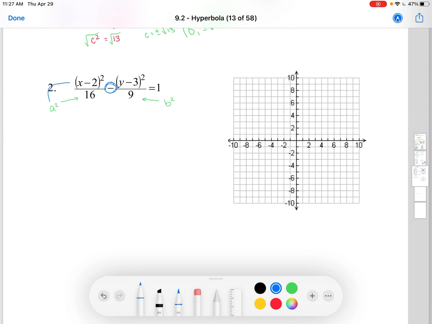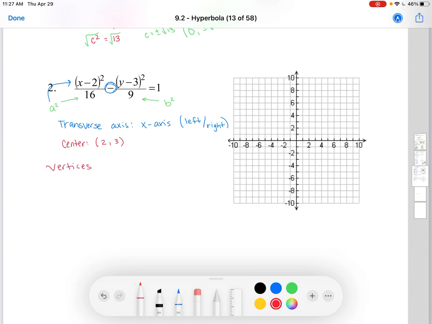That being said, since my a squared is matched with my x, that tells me my transverse axis is going to be the x-axis. So when I get to graphing, my hyperbolas should be left and right. Those are the two directions they should be opening from each other. If I got my points for my center, it's your h, k. Remember, those are always opposite. So my center is at 2, 3.